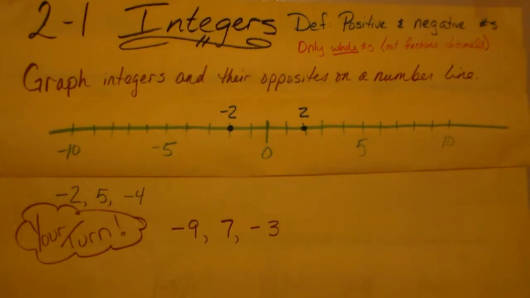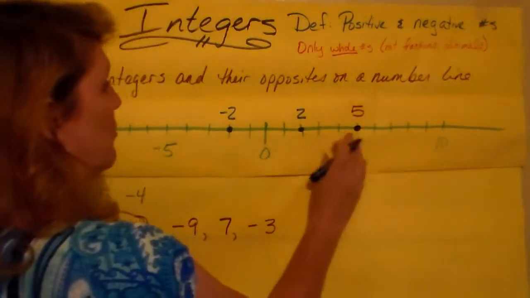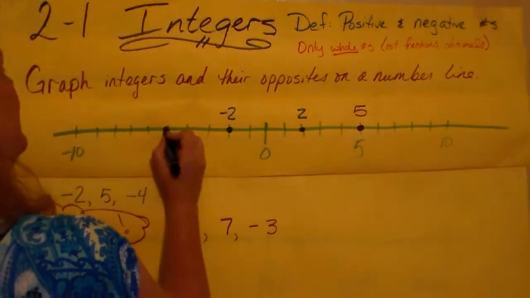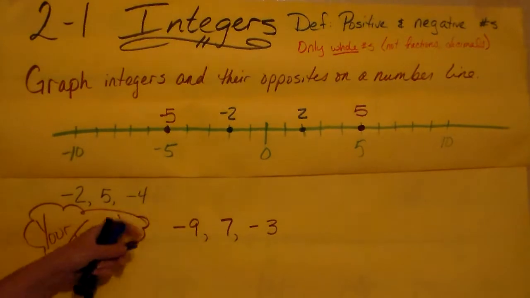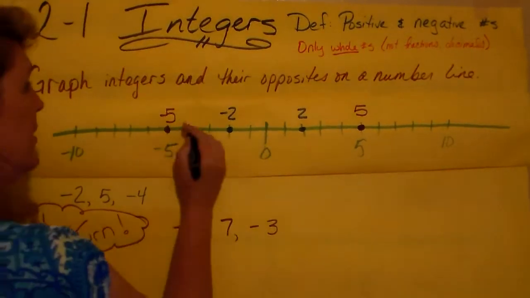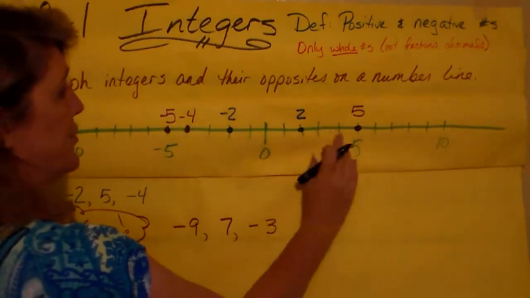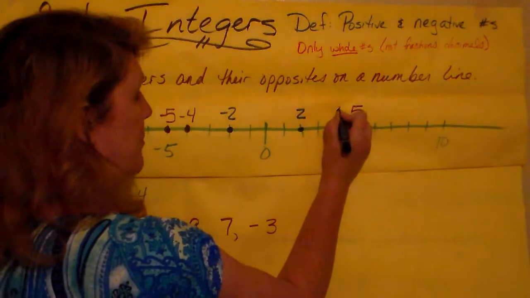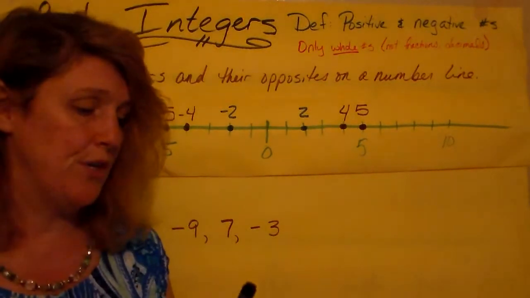Next we're going to do 5. 5 on the number line, you've known this for quite a while. And then we're going to go -5, and we're going to graph that as well. And then we have -4. We're going to start over here on the -4 spot. And we're also going to do its opposite, +4. Got it? Should be pretty straightforward.